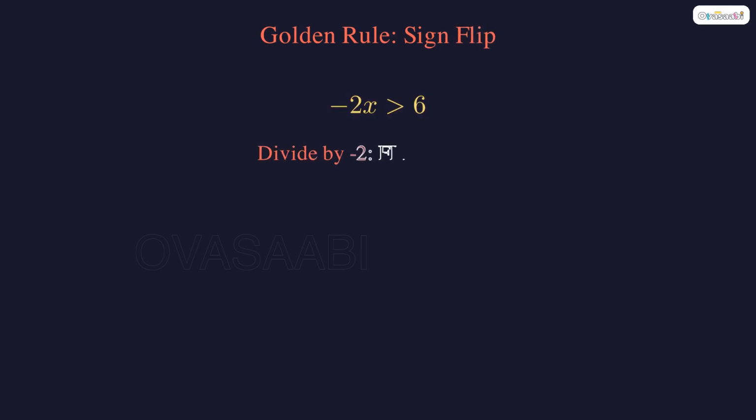But here is the golden rule. When you multiply or divide by a negative number, you flip the inequality sign. Negative 2x greater than 6 becomes x less than negative 3.